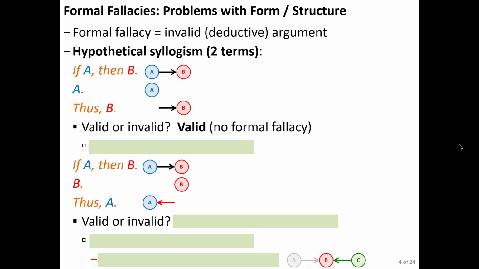It's impossible for the conclusion to be false. If A exists, then B exists. A exists, therefore B does. It is impossible for the conclusion to be false. That's the idea behind validity.